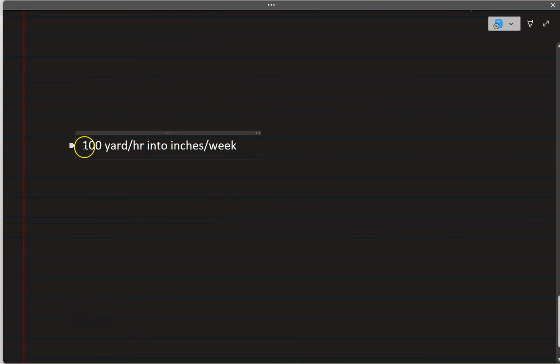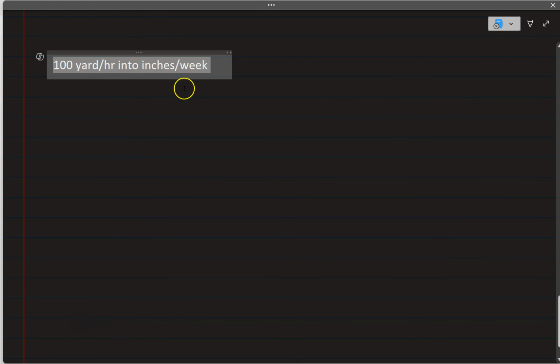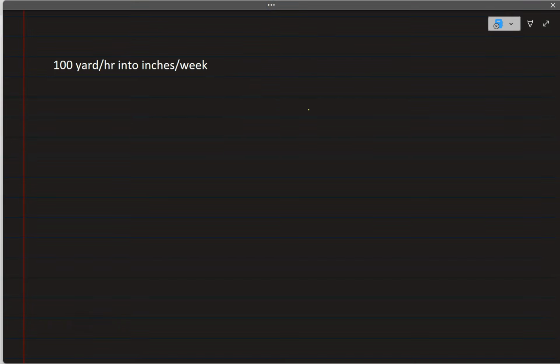100 yards per hour into inches per week. So this is the compound or rate conversion within the unit conversion. So let's go ahead and do that. This is typical for chemistry and physics students that you need to know. You need to be able to do these very quickly. All right, let's start out with 100 yards. I'm going to put y divided by h, that's yards per hour.